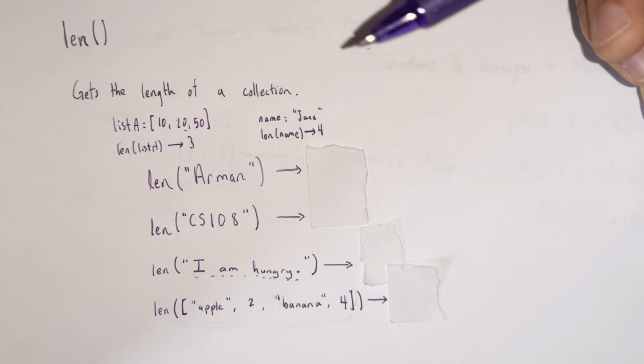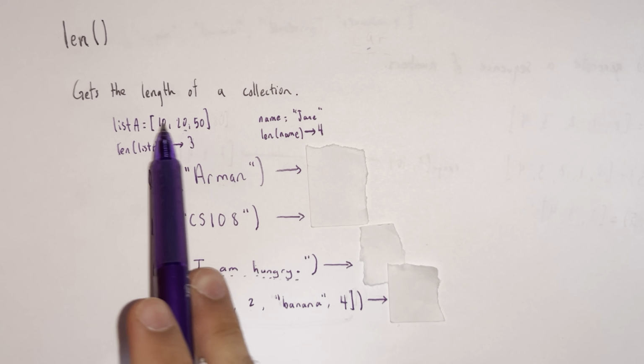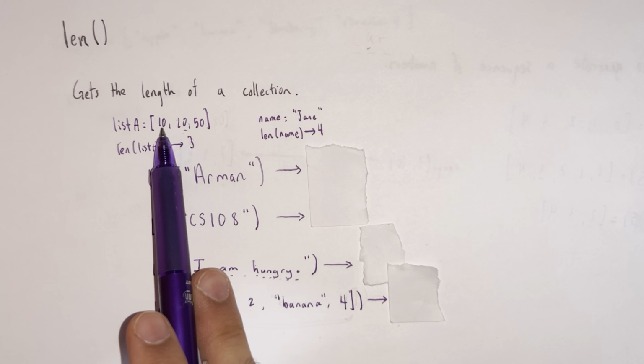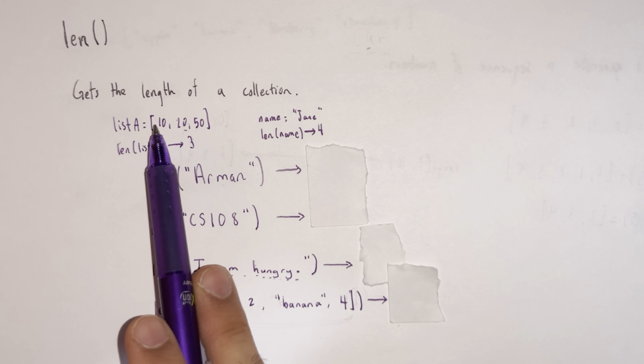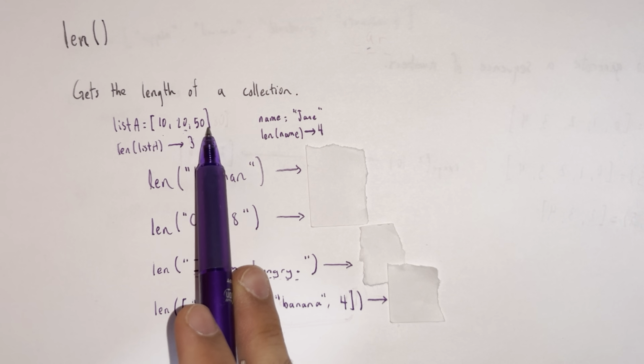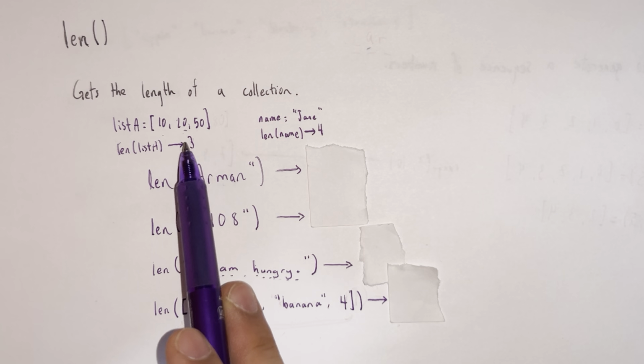What is len? So len is a function in Python allowing you to get the length of a collection. So that's what it is. It gets the length of a collection. So let's say you have a list, and the list has 10, 20, and 50. Well, that's 1, 2, 3 things in the list. So the len of list A is going to be 3.